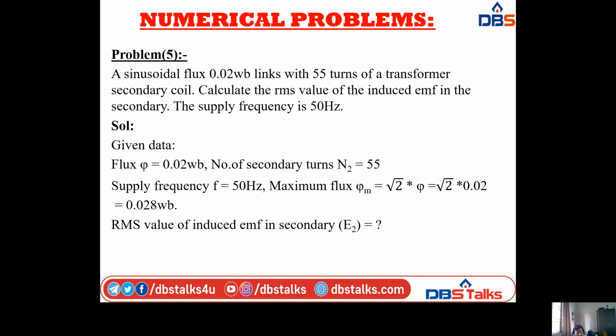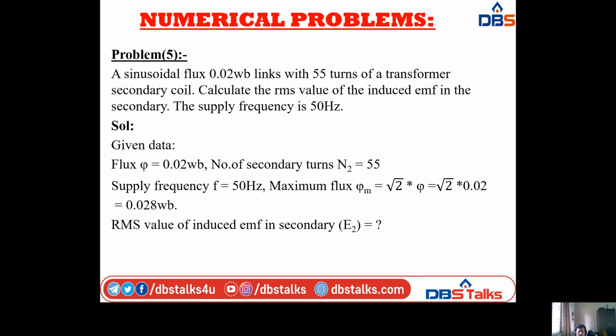Sinusoidal flux phi is equal to 0.02 Weber and 55 turns on the transformer secondary, that is nothing but N2. Number of secondary turns N2 equal to 55. Supply frequency f is equal to 50.